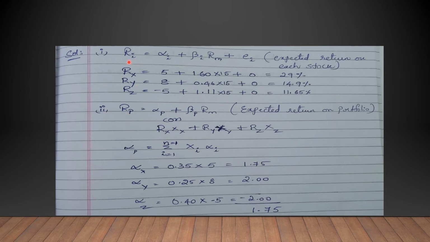So coming to the first part, that is Ri equals alpha i plus beta i into Rm plus Ei. This is the expected return on each stock. Here you can take Ri equals alpha i or Rf, both are the same. Rf is nothing but the risk-free return. Then beta i is the risk measure of the market, that is systematic risk.